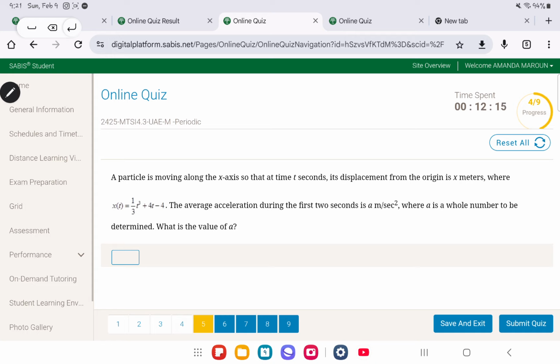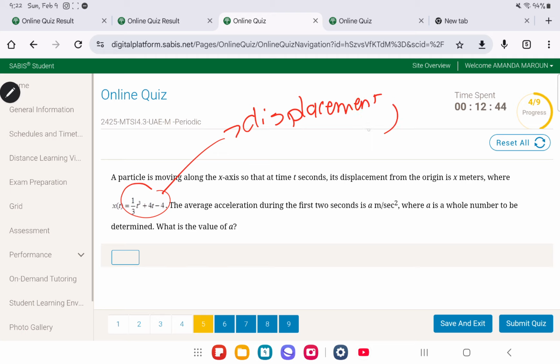A particle is moving along the x-axis so that at time t seconds, its displacement from the origin is x meters, where x(t) equals 1 over 3 t cubed plus 4t minus 4. Okay, the average acceleration during the first 2 seconds is a meters per second squared, where a is a whole number to be determined. What is the value of a? Now, the first thing we know is that this is our displacement, and to get the acceleration from displacement, we first have to find the velocity by taking the derivative, and then by taking the derivative again, we find the acceleration.